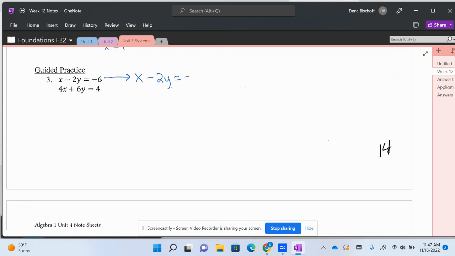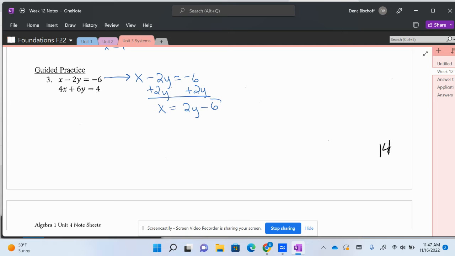So I'm going to take this equation right here. And because there is no coefficient on the x, x is going to be the easiest variable to isolate. How do I get x all by itself? I have to get rid of that negative 2y. How do I cancel out a 2y? Add it, yeah. Plus 2y, plus 2y. So x equals 2y minus 6.